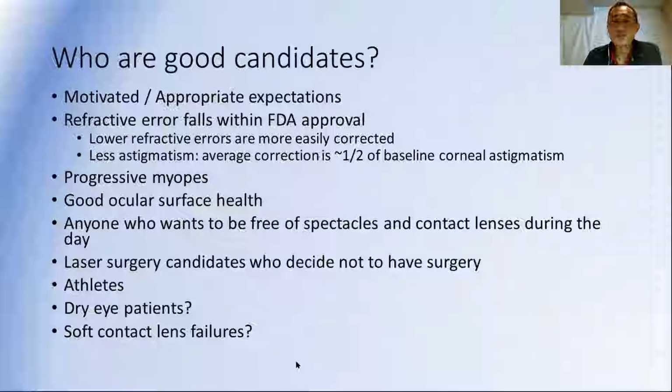It's impossible to predict when a child will stop changing. So I tell parents that typically when they go away to college, around age 18 or so, that's when we can start thinking about stopping treatment. But even then, some people will still progress through their 20s. So at that point, it's probably more a lifestyle decision.